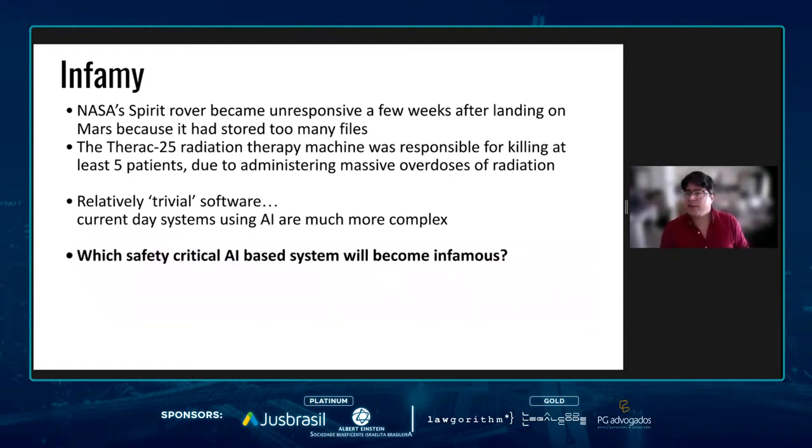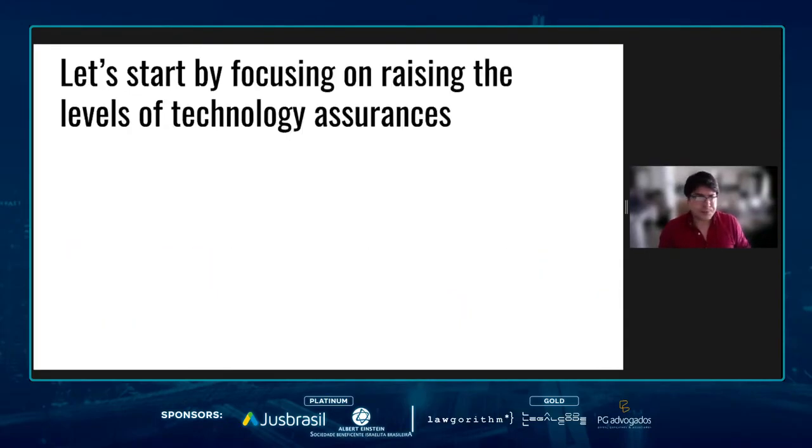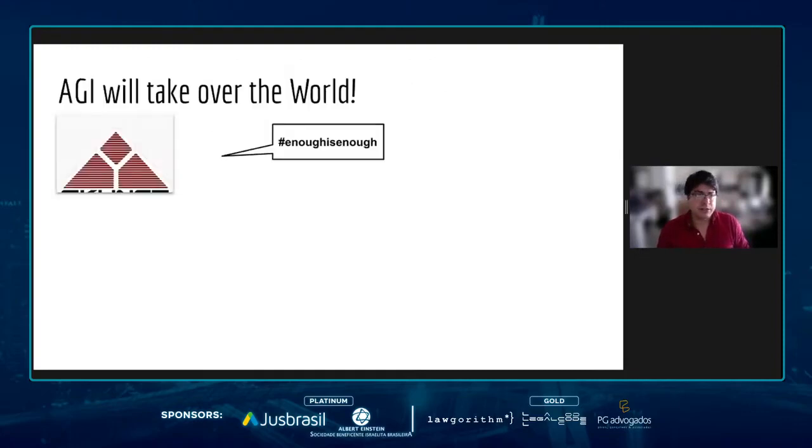And which safety critical AI-based system will become infamous and added to this list? Well, ideally none. So what we considered was, let's start by focusing on raising the levels of technology assurances in certain types of systems when we're using artificial intelligence.